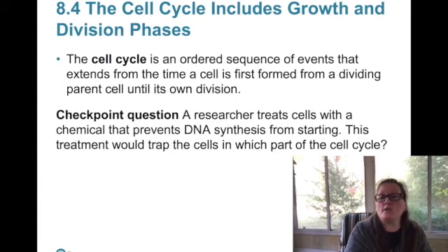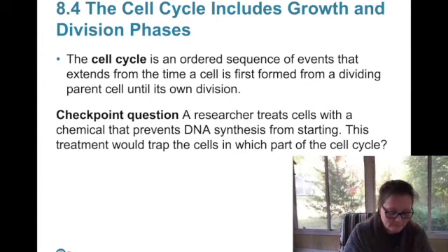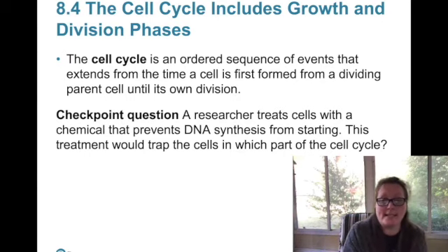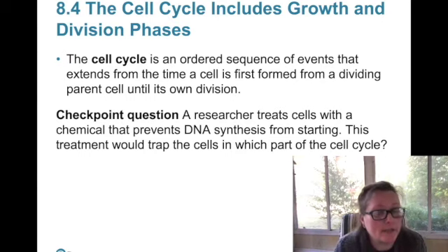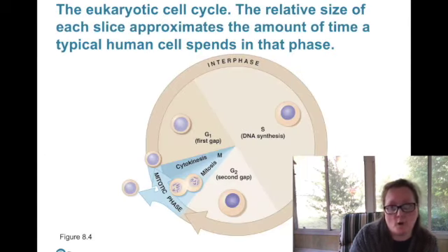The cell cycle is an ordered sequence of events that extends from the time a cell is first formed from a dividing parent cell until its own division. A researcher treats cells with a chemical that prevents DNA synthesis from starting. This treatment would trap the cells in which part of the cell cycle? Well, considering you haven't looked at the cell cycle yet, I don't think you can answer this question, but we're about to have a picture about it. The answer, of course, is going to be G1, but here's why.